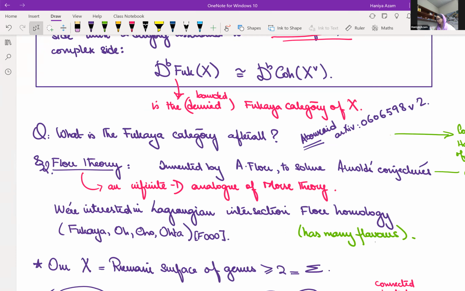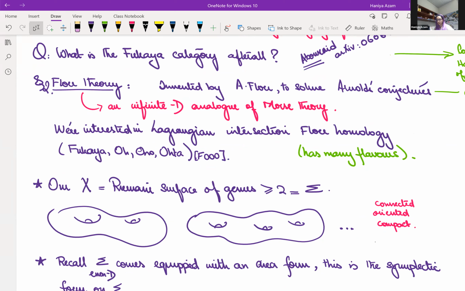It has many flavors. There is a sequence of two books written by Fukaya, Oh, Ohta, and Ono, and of course several other authors; this is not exhaustive. So I need to come back to what we really want to talk about. For us, X is a Riemann surface of genus greater than or equal to 2, so genus higher than 1. And this is what it looks like. This is a genus 2 surface, a two-holed torus. This is a genus 3 surface, and so on.